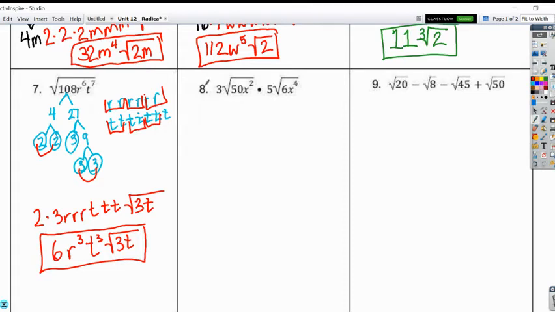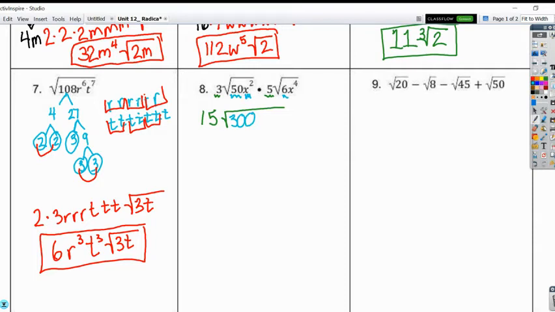So now in the number 8, we have a multiplication problem. You can choose again for this one if you wish to multiply first and then simplify, or if you wanted to simplify each individually, that's your choice. I think I'm going to go ahead and multiply it first. So my values outside can multiply with other values outside. So that's the 3 times the 5 puts me at a 15. And then for information underneath of the radical, I'm looking at 50 times 6. That puts us at 300.